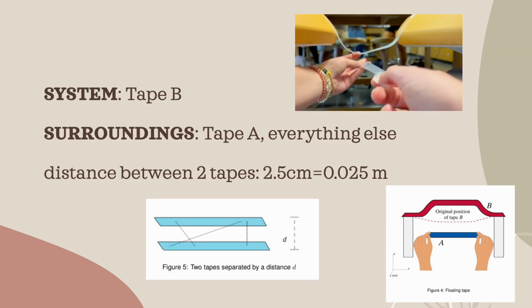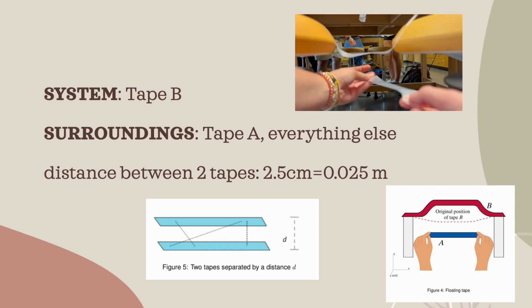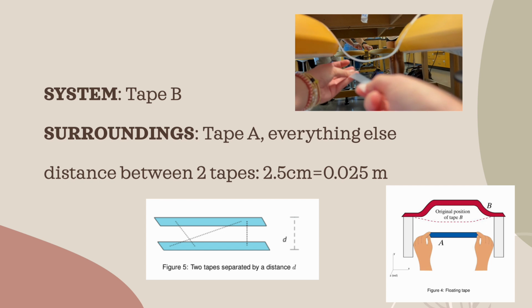So then for the actual setup for the floating tape, we found our system to be tape B and the surroundings to be tape A and everything else. And then if we play this video up here, you can see how the charged tape was making the tape float between the two stools that we used. So we measured that distance between the two tapes, distance D, and found it to be 2.5 centimeters or 0.025 meters. And then there's just a brief overview of the actual setup, since the video is a little unclear.